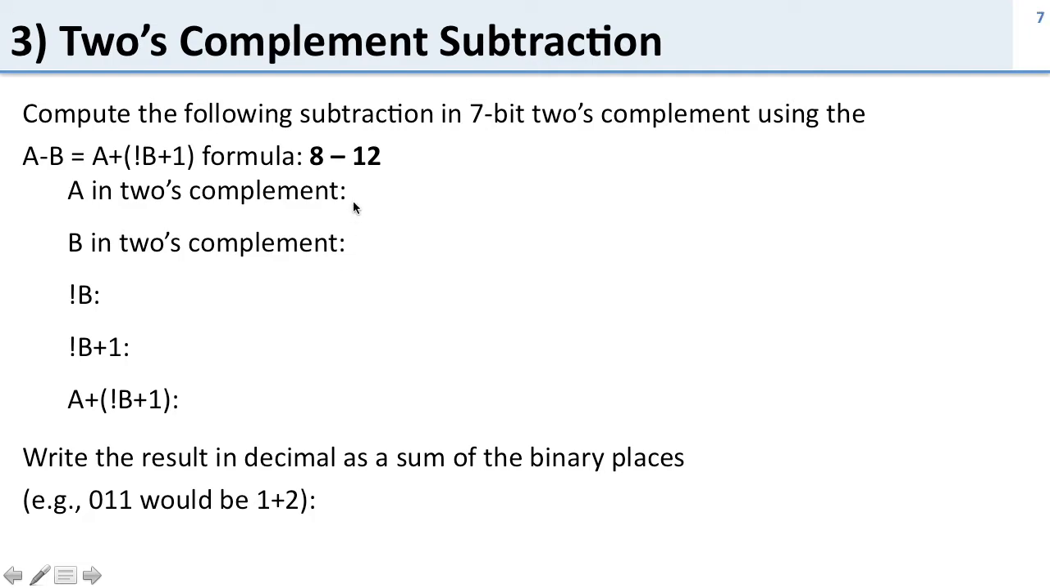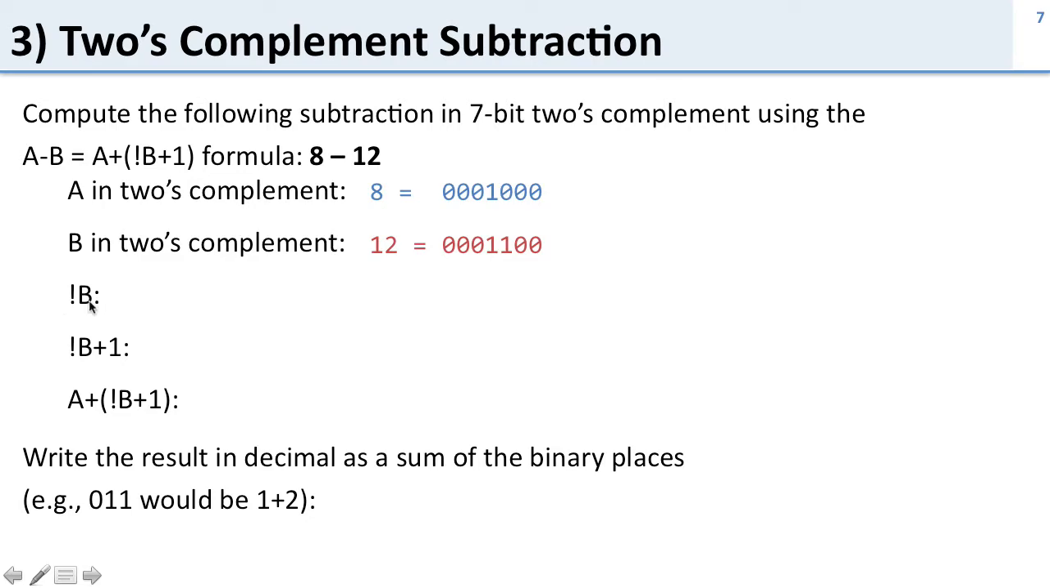So a in 2's complement is what? Well, it's 8. So here's 8 in 7 bits. It's going to be all zeros and then 1, 0, 0, 0. So this is the 1's place, the 2's place, the 4's place, the 8's place. So this is 8. Now what's b? So b is 12. So 12 is just going to be the same as we've had before, 8 plus 4. So this is the 1's place, the 2's place, the 4's place, the 8's place. This is 8 plus 4 is 12.